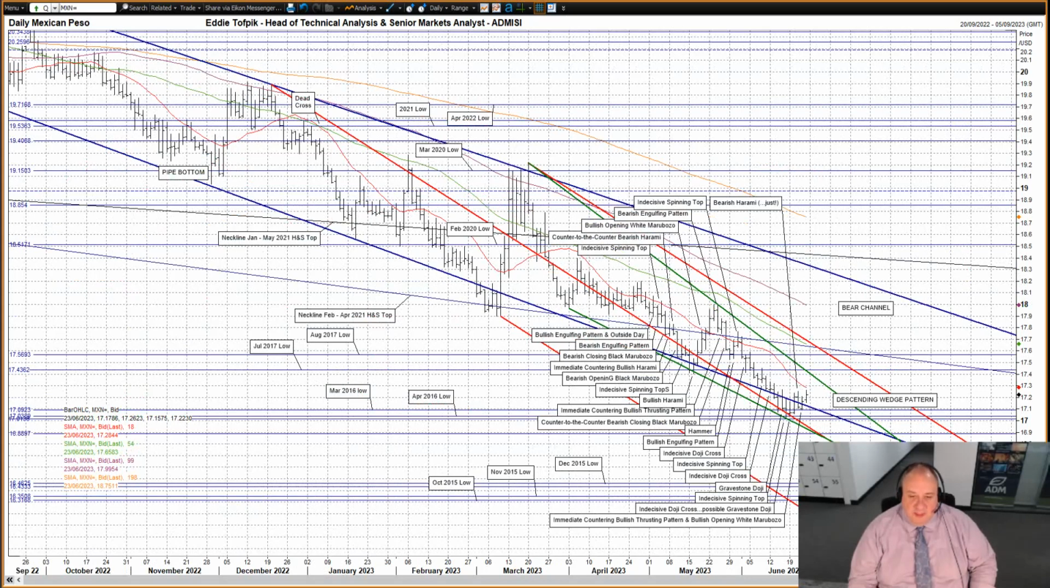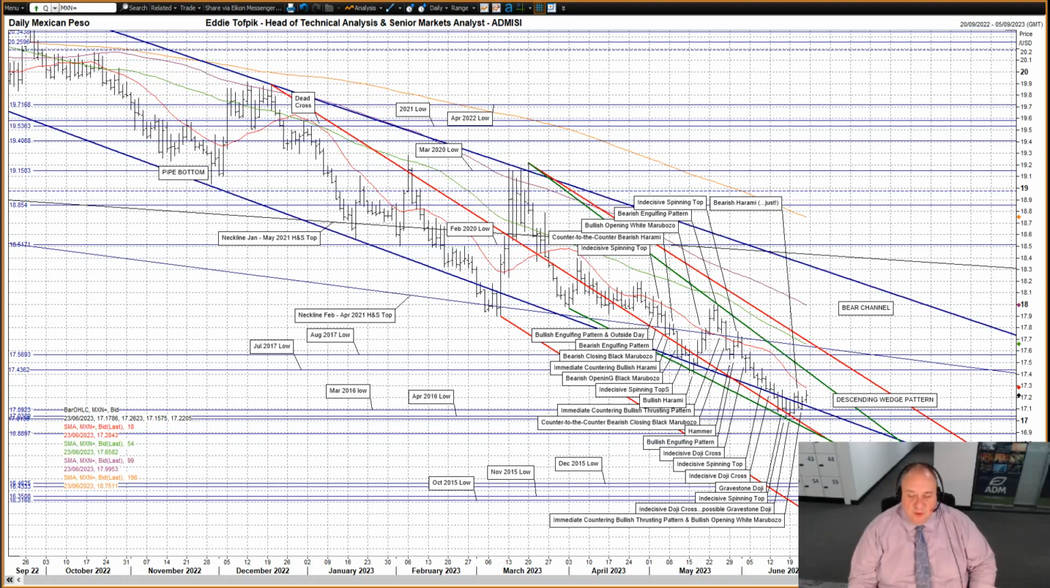US dollar against the Mexican peso. An immediate countering bullish thrusting pattern here and bullish opening white Mariposa yesterday after the previous session's bearish army, if only just then. The market overcame its discomfort and moved back up into the original breached September 22 to date lower bear channel line, currently at 17.1290.